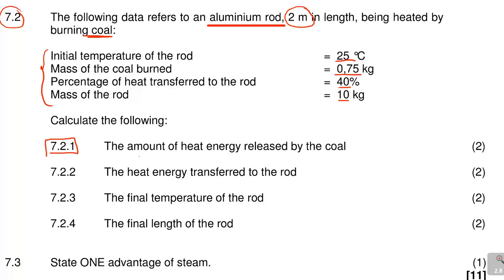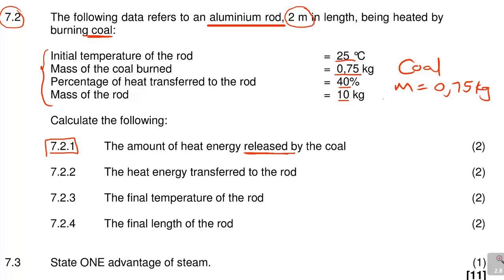It says calculate the following: the amount of heat energy released by coal. So now let's look at the information that we were given for coal. They told us that for coal, the length L is equal to 2 meters. Sorry, that's not for coal, that's the rod. I'm talking about coal. The information given here for coal is that the mass of coal being burnt, the M, is equal to 0.75 kg. The units are very important, and then the percentage transfer of the heat is that.